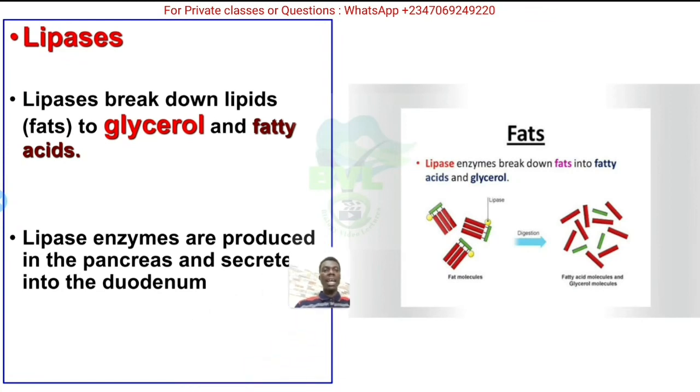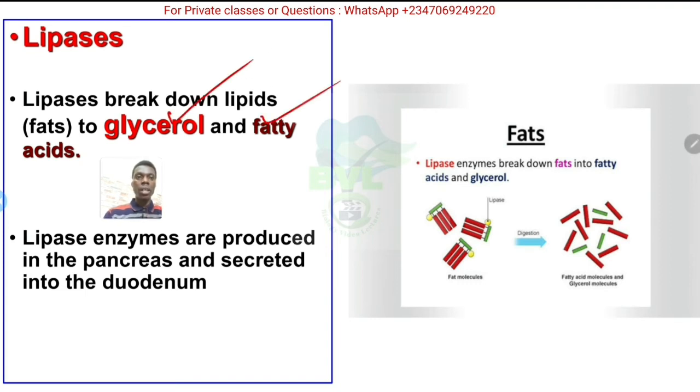Then the last guy is the lipase. Lipase breaks down what? Fats or lipids into glycerol and fatty acids. It's very important to remember these things, because you need to know that this is the form in which fat is absorbed. It can't be absorbed as lipids, never. Protein cannot be absorbed as protein. It will only be absorbed as amino acids. Carbohydrates cannot be absorbed the way they are. They have to be broken down and be absorbed as glucose or fructose or galactose, as the case may be.